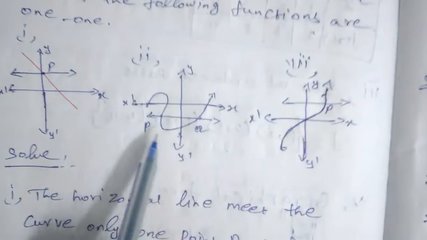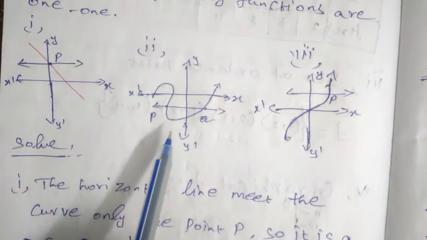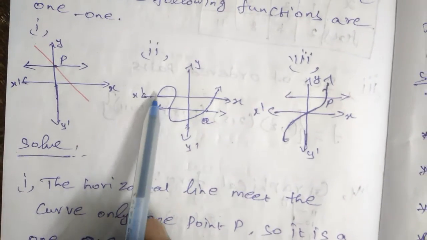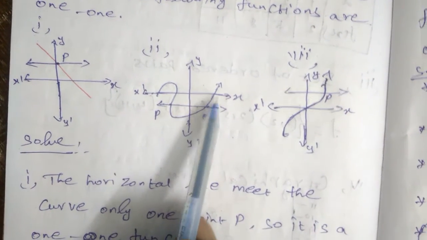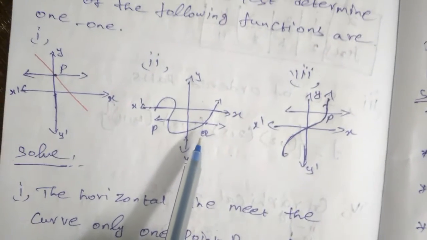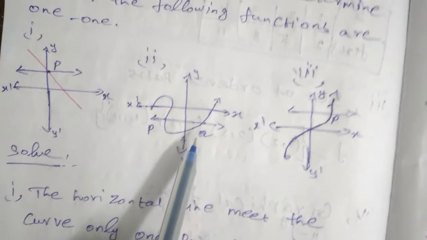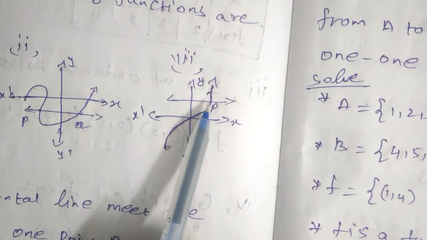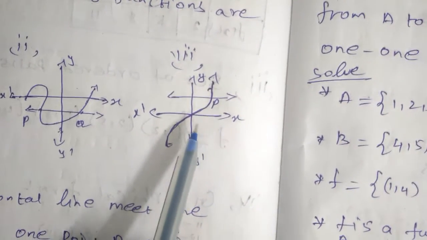Same as the second one. The horizontal line intersects the curve at two points, P and Q. So it is not a one-to-one function. The third one, the horizontal line intersects the curve at only one point, B. So it is a one-to-one function.